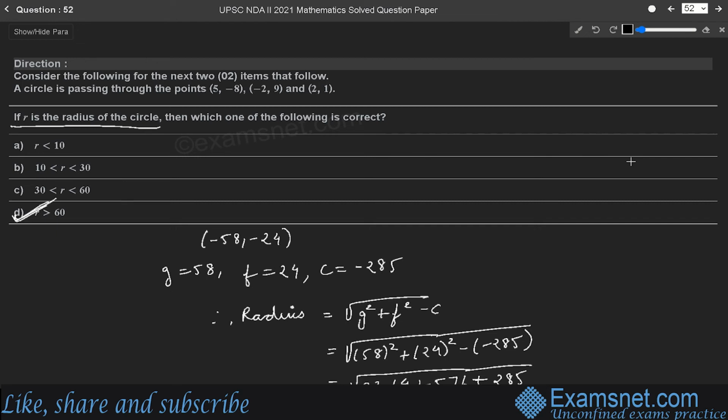So you can see that when directions are the same, questions are very easy to solve, because you don't need to solve the whole thing in every question. You can just get the answers from previous questions also.